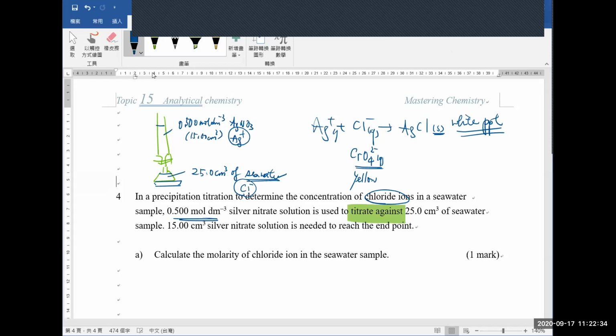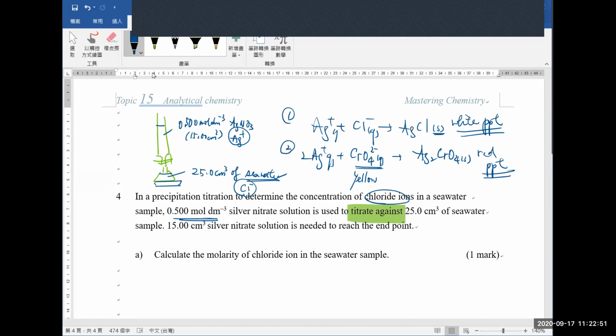Which is in the form of a yellow solution. Once I add this, what will happen? It will form a compound called Ag2CrO4 solid, which is in the form of a red precipitate. Okay, so the whole procedure will be this.